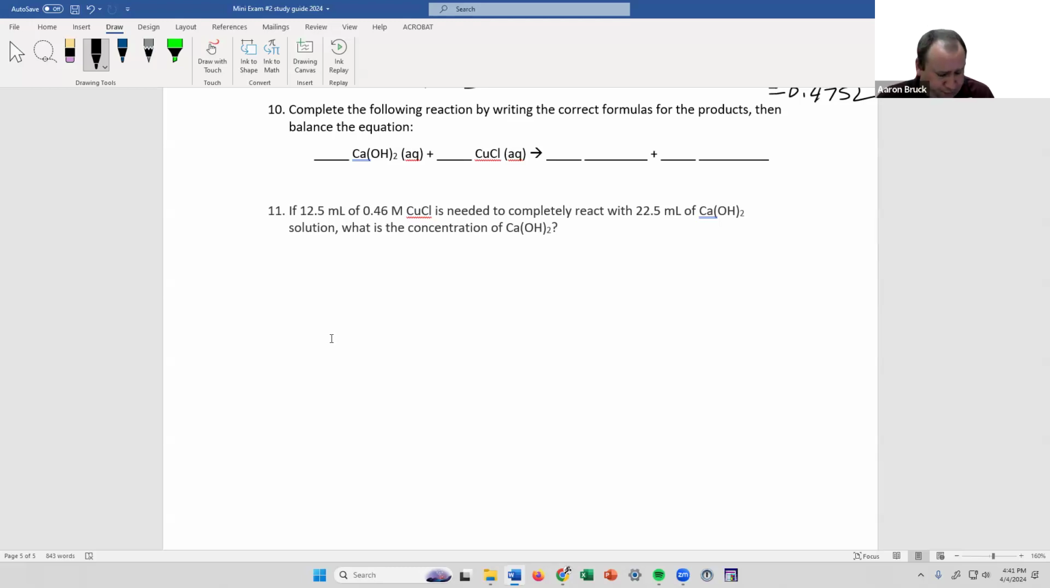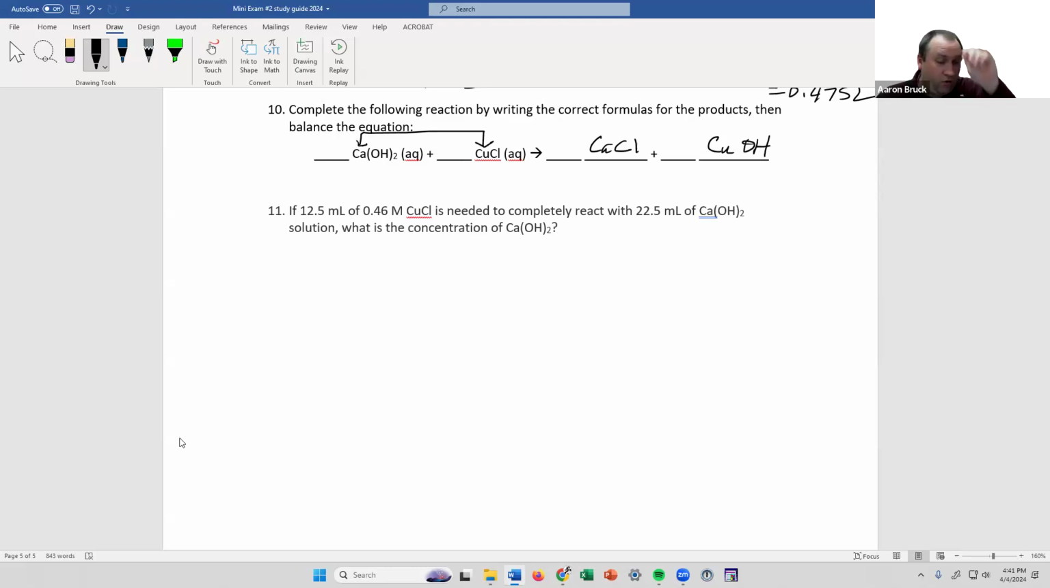How do you do it? Easiest way to go about it, honestly, start by identifying your charges. You've got two ionic compounds here. You know it's double replacement. So at a bare minimum, you know that the calcium and the copper are going to switch places. You're going to have calcium chloride as one product. You're going to have copper hydroxide as another.